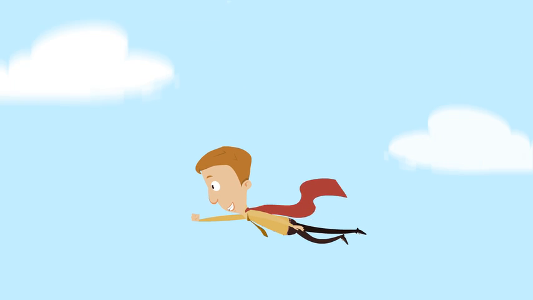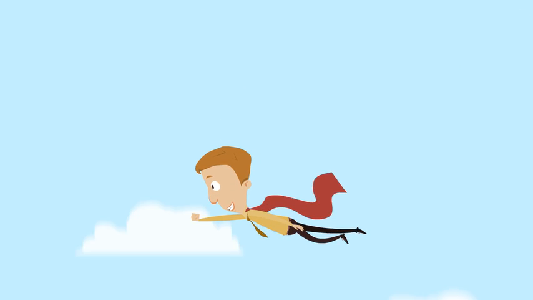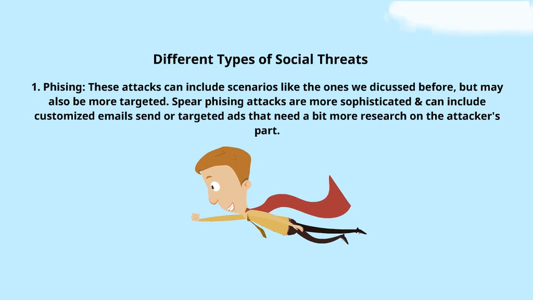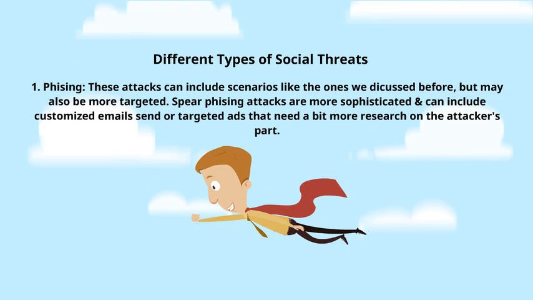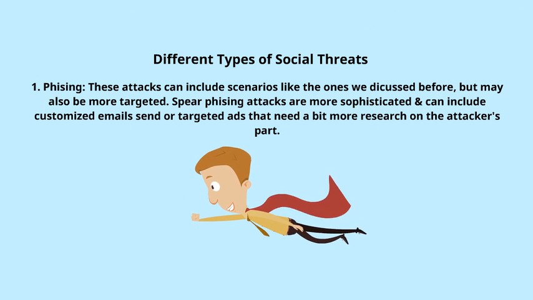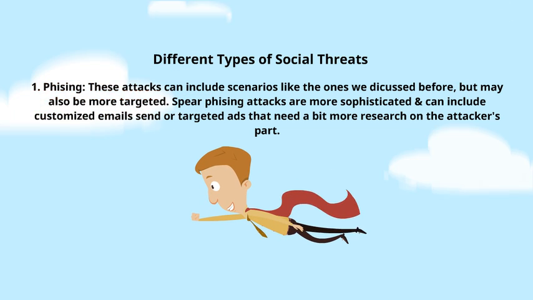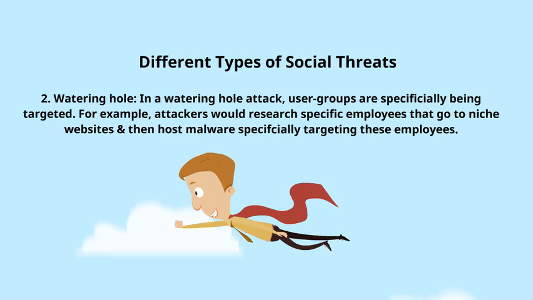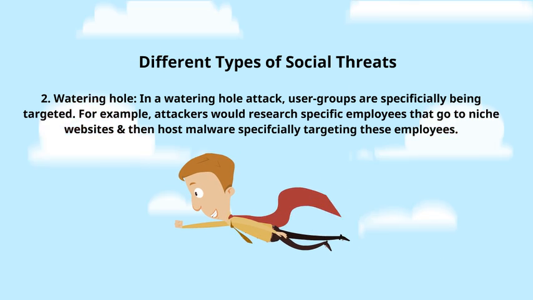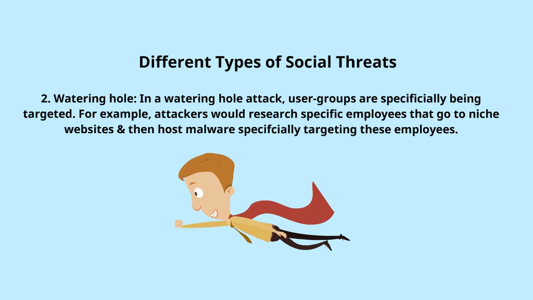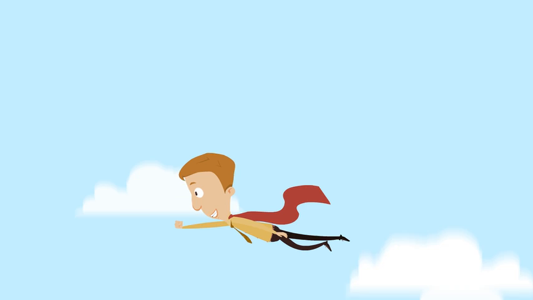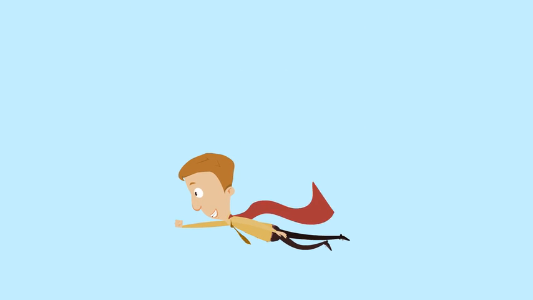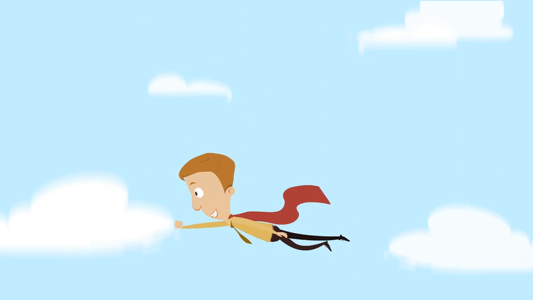Spear phishing attacks are more sophisticated and can include customized emails, sent or targeted ads that need a bit more research on the attacker's part. The second one is watering hole. In a watering hole attack, user groups are specifically being targeted. For example, attackers would research specific employees that go to niche websites and then host malware specifically targeting these employees.